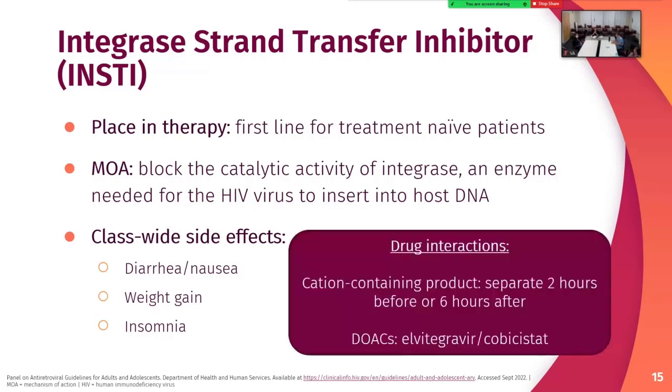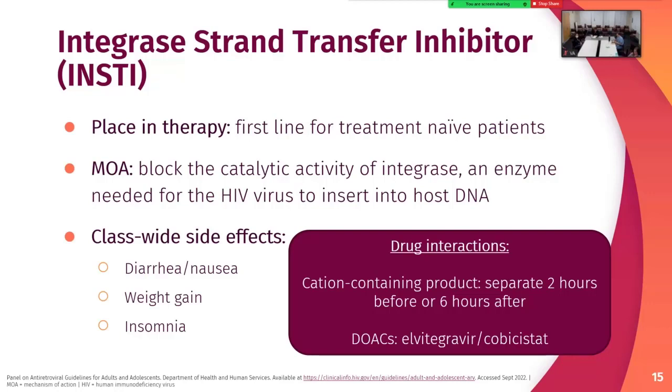For INSTIs, they really don't have very many drug interactions, but one that is important to remember is that they interact with cation-containing products, so think of antacids, iron-containing products, or calcium. If you're going to combine these, they need to be separated by at least 2 hours before or 6 hours after to make sure that we're getting our full treatment regimen and we're not interacting with the blood levels of our ART therapy.